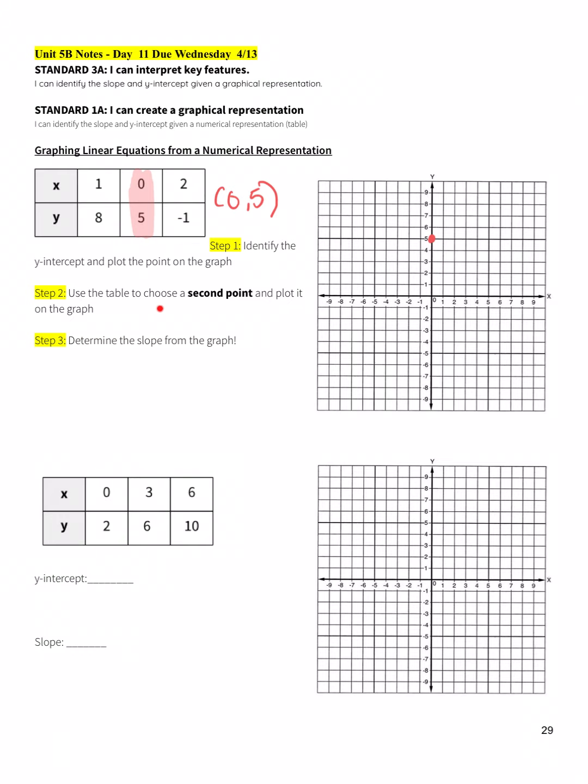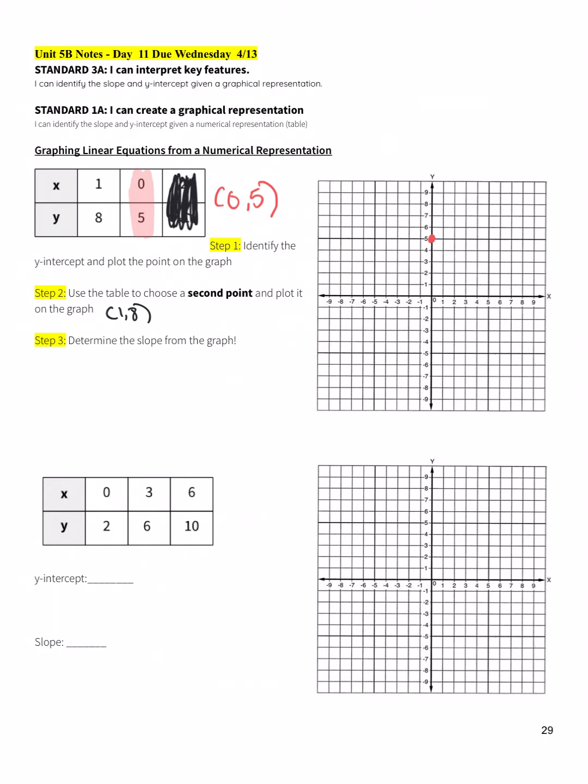My second step is to use the table to choose a second point and plot it. So when I look here, we can see that my table has an x and a y. Okay? So this x and this y go together. So you can look at this as the point 1, 8, the ordered pair 1, 8. Why is that 1, 8? Because x is 1, y is 8. And this point over here is another ordered pair, and you are just going to delete this one. Don't worry about why, but you're just going to do it.